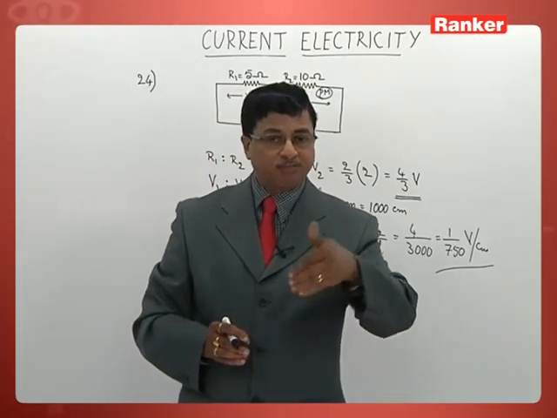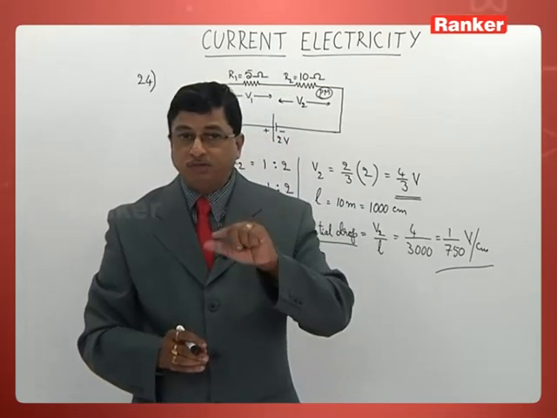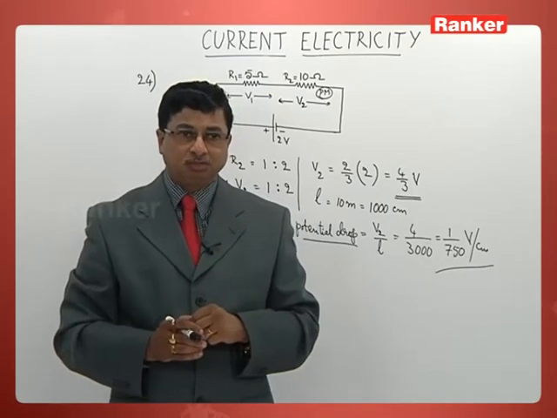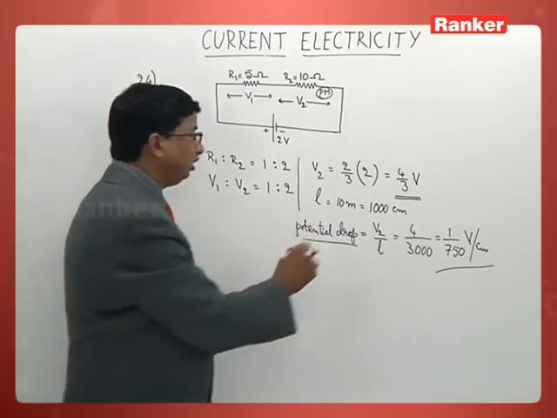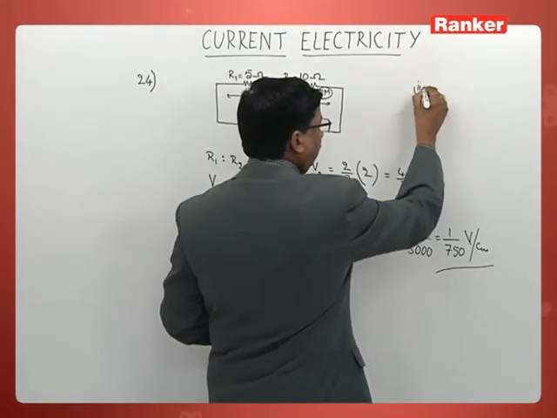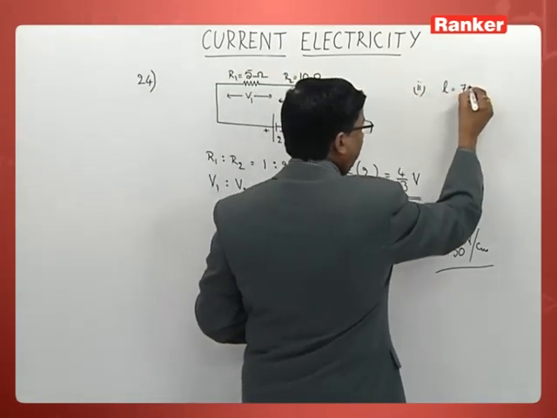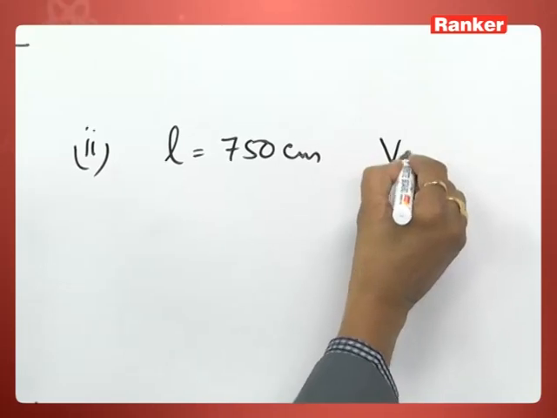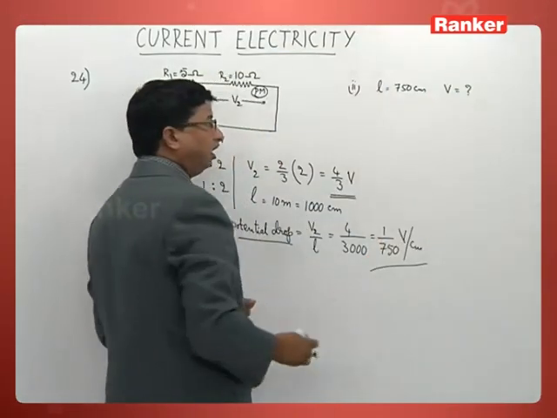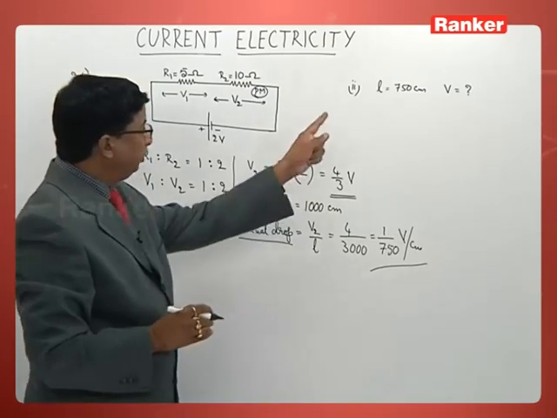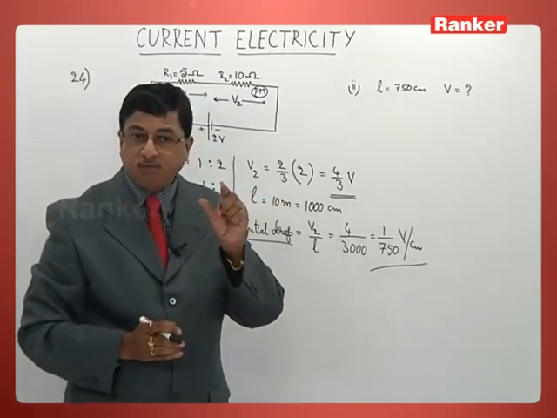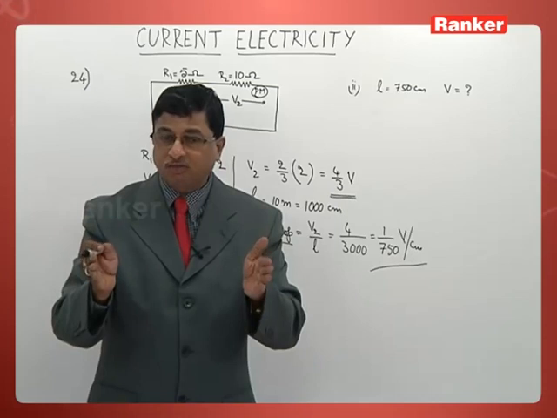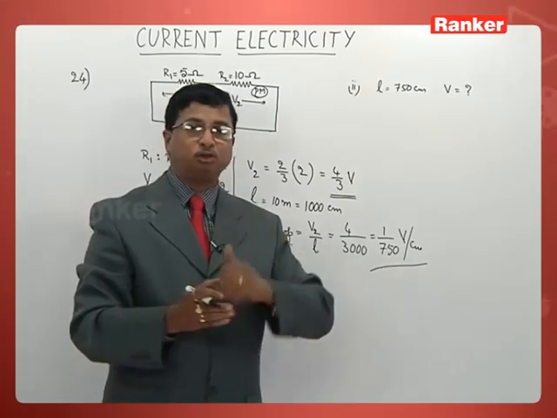Now look at the second bit. The EMF of a cell which is balanced by 750 centimeter long wire. So what is the second bit you people have to remember here? Look at the second one. Length should be 750 centimeter. What would be the corresponding potential difference across that length of the wire? So I once again repeat, when length is 750 centimeter, what would be the corresponding potential difference across that length of the wire? That is what he is asking you.